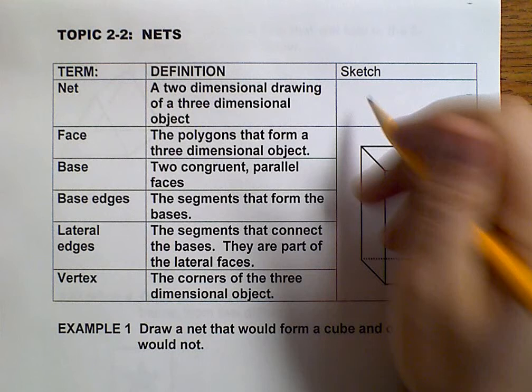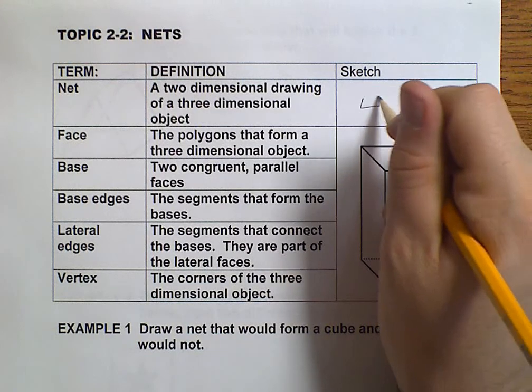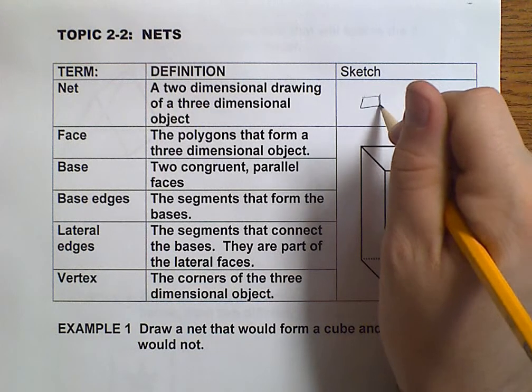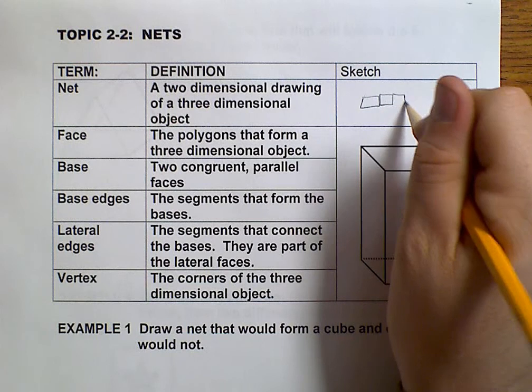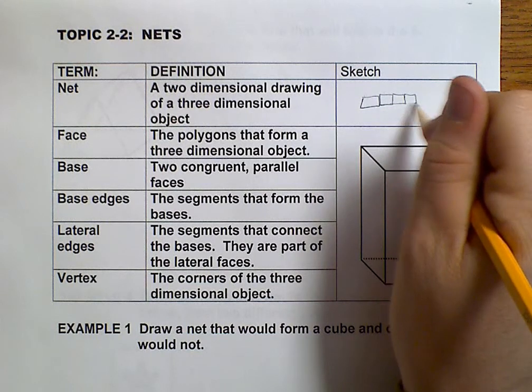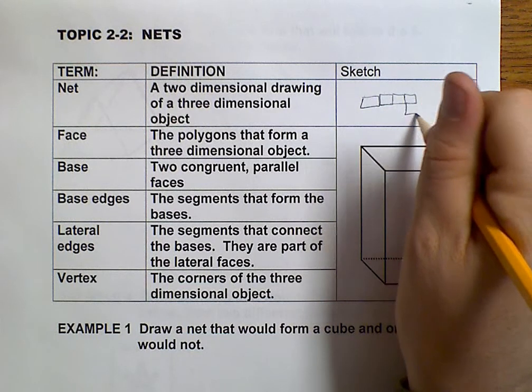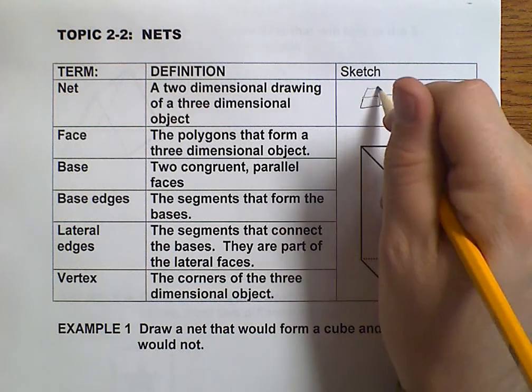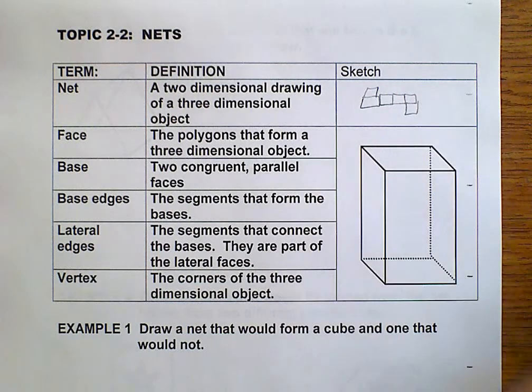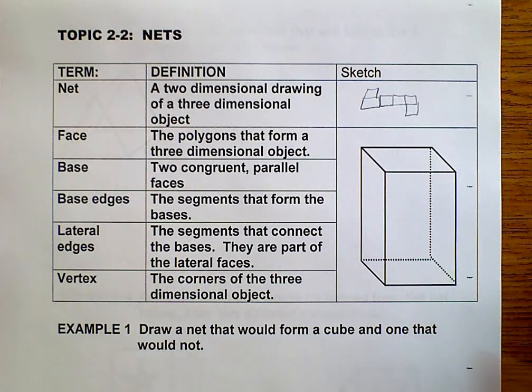I'll draw a net for a cube. We have our four lateral faces. We have the bottom of the cube. And we have the top of the cube. And so that's a net. Okay, we have several different nets. That just happens to be the one that I felt like drawing, a net for a cube.